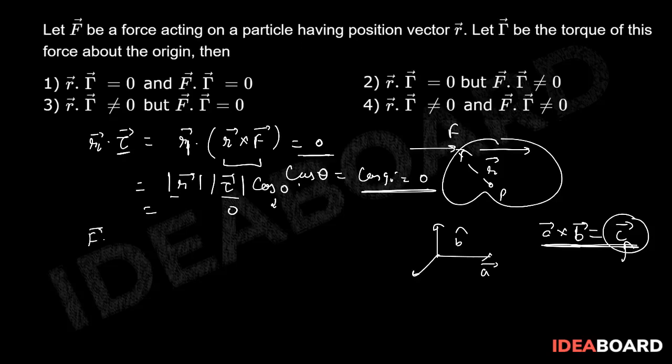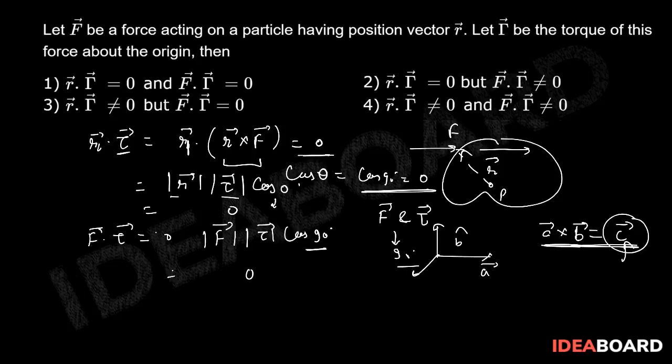Now F dot tau is equal to 0. Again, you know that F dot tau is mod of F, mod of tau, into cos of theta, and between F and tau, obviously the angle will again be 90 degrees. That means this will again be 0. So yes, this is fine. So this option has to be the correct one. The first option has to be the correct one. This is your answer. So eventually you are lucky, you got this answer.